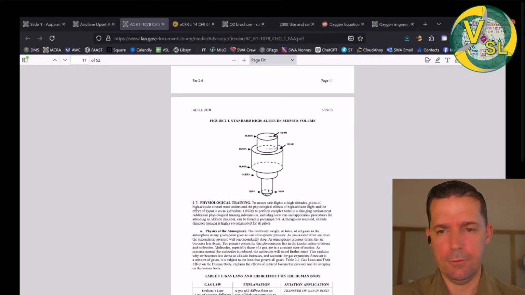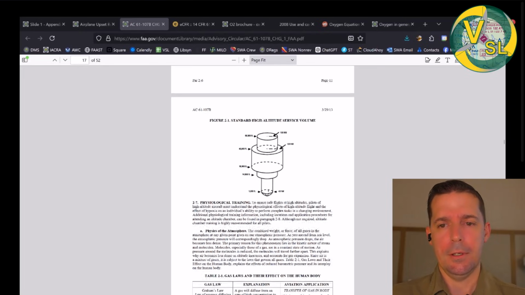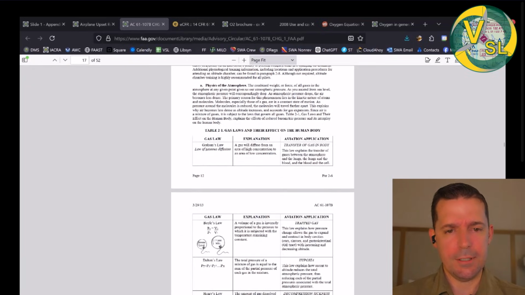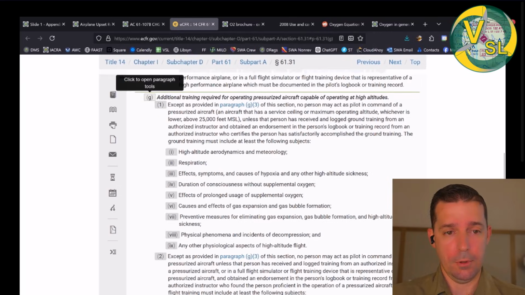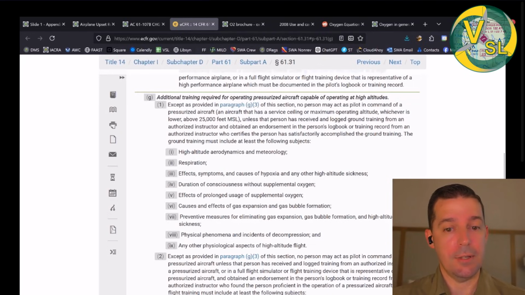Okay, now let's move on to human physiology at altitude. So we've already talked a little bit about the physics of the atmosphere, where we're talking about the partial pressure of oxygen, right? This advisory circular has a really good breakdown of all the gas laws and their effects on the human body. Now remember, if we go back to what's required, in fact, I've got it pulled up here. In 61.31(g), like we talked about before, that's your high altitude endorsement training, there's a couple lines here: causes and effects of gas expansion and gas bubble formation, and preventative measures for eliminating gas. Those are all things that we need to talk about.